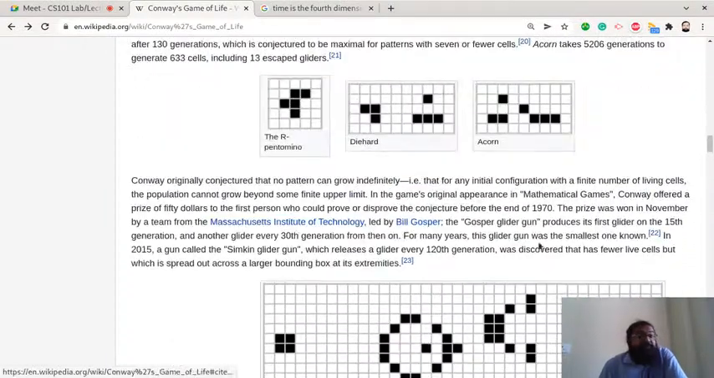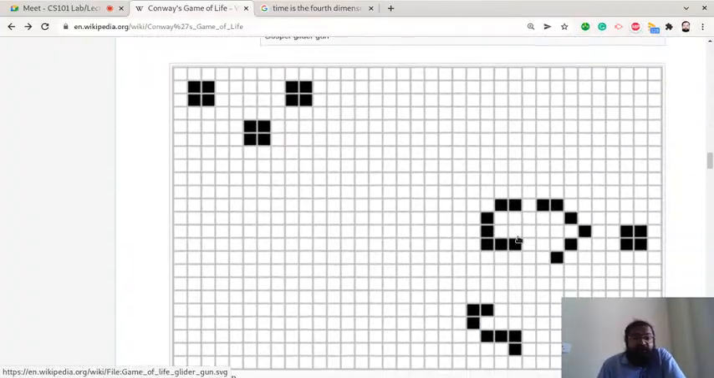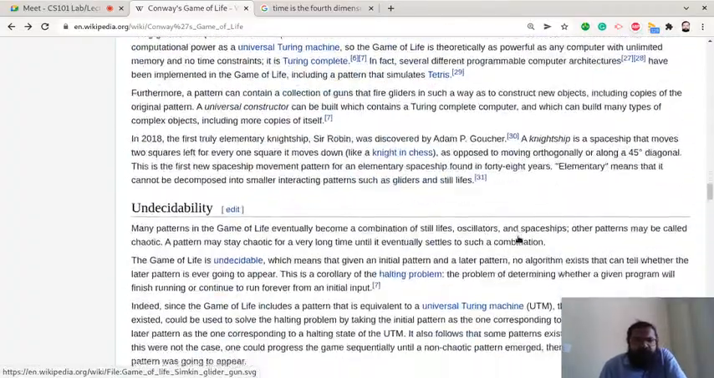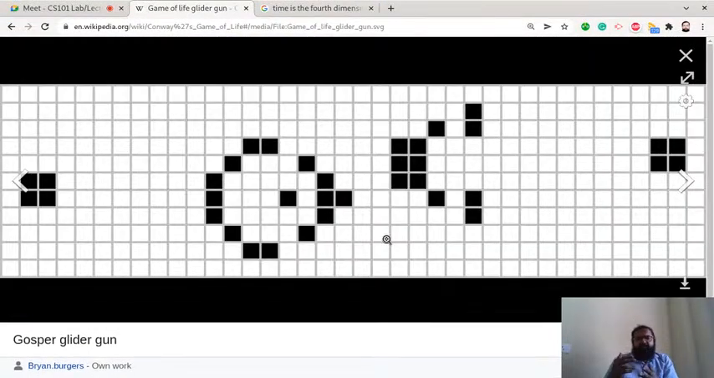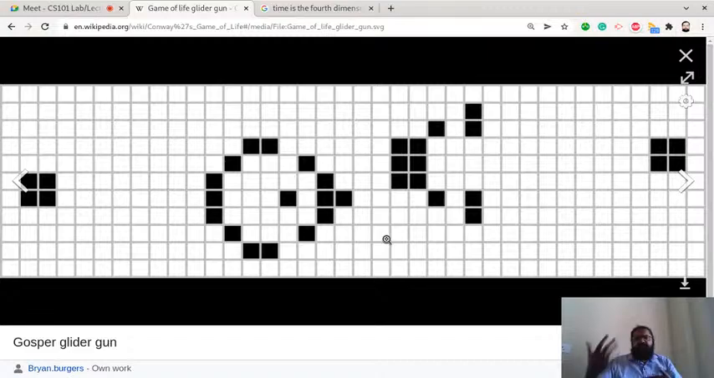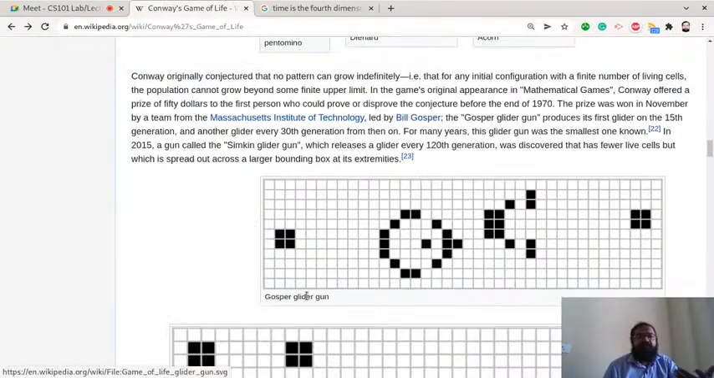Then you have something called the Gosper glider gun. I'm not sure whether this is actually shown here. Let me see whether it will be shown here. The Gosper glider gun, right? It actually keeps on generating new gliders. That's the Gosper glider gun.